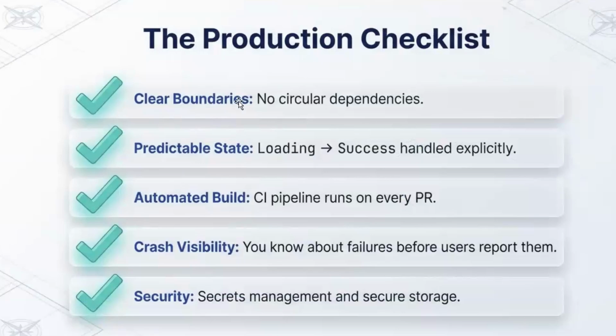You have to make sure that your boundaries are well defined, the states are predictable. You should know what happens when you click a button, what is expected to happen, and make sure that it is implemented according to the requirement. You should also use CI/CD for automated build, so that the pipeline will help you do the checks and the code quality. Then you should also make sure that you know about the failures before the users report them.